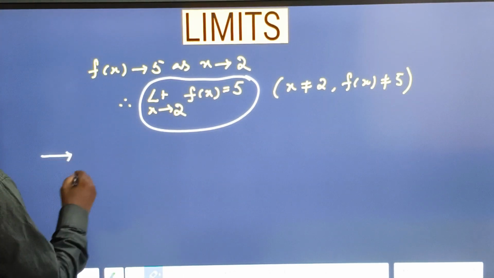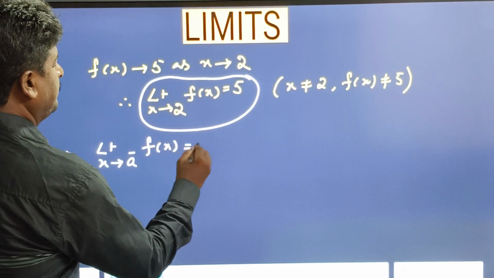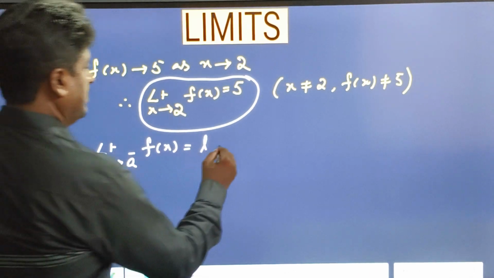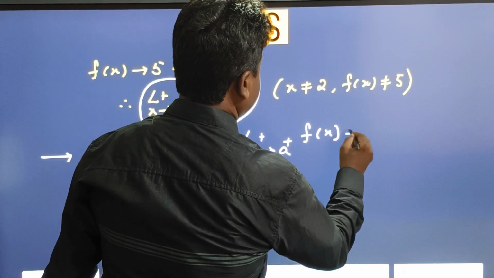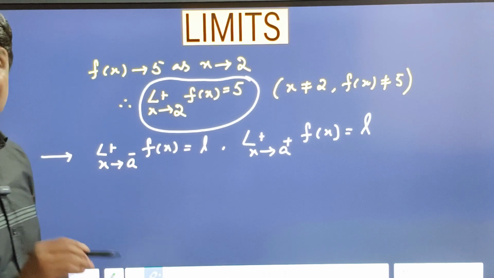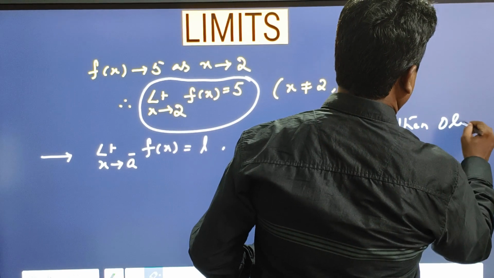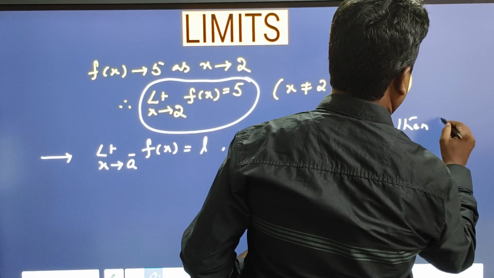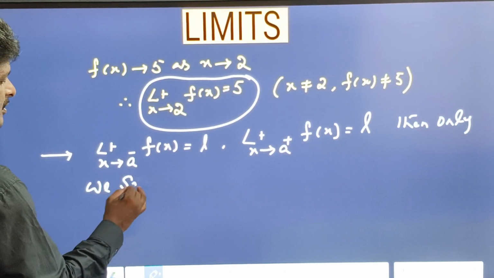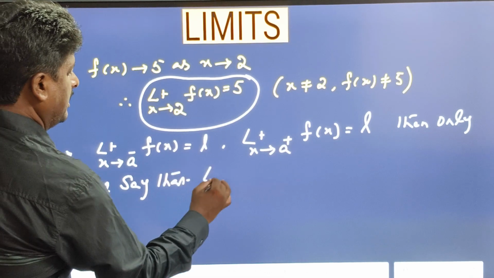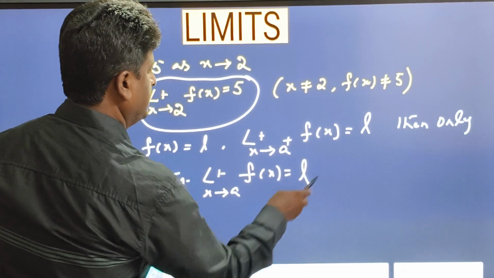And also, do observe that, suppose limit x tends to a minus f of x is equals to L, and limit x tends to a plus f of x is equals to L. Then only we say that limit x tends to a, f of x is equals to L.